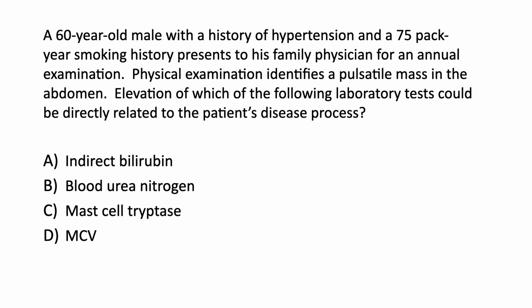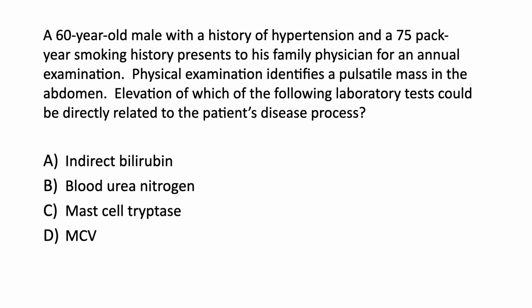Okay, so the questions, like I said, pause it and then answer it, and then we'll go through it, and we'll do the second one. A 60-year-old male with a history of hypertension and 75 pack-year smoking history presents to his family physician for an annual examination. Physical examination identifies a pulsatile mass in the abdomen. Evaluation of which of the following laboratory tests could be directly related to the patient's disease process?